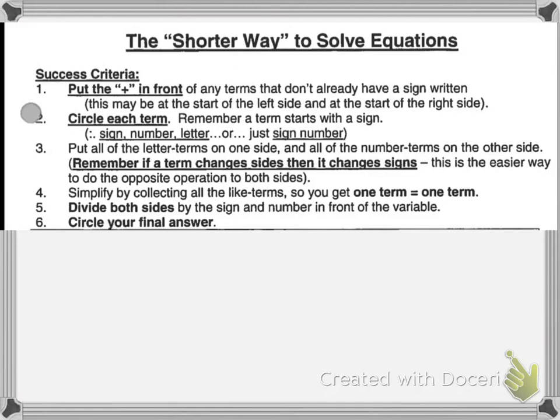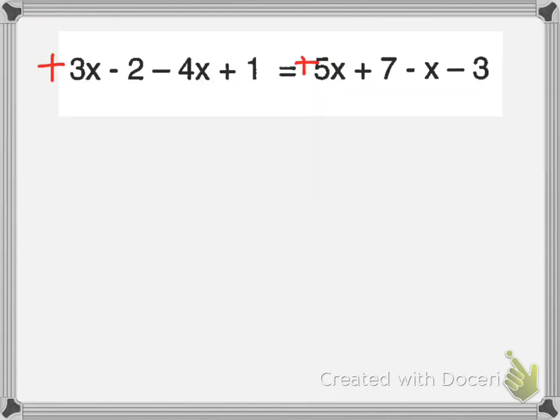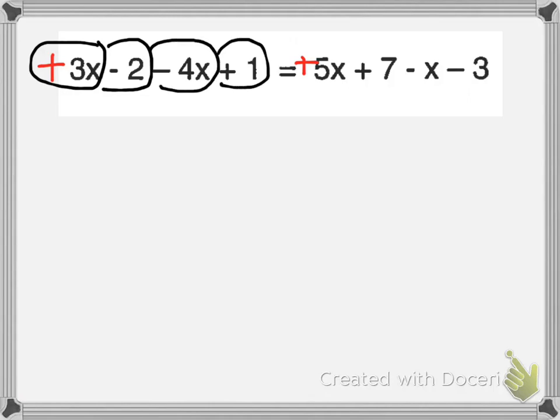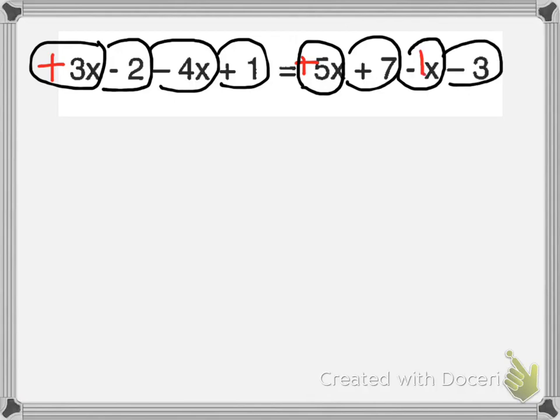Next step, circle each term. Remember, a term starts with a sign, so it's sign, number, letter, unless one of those is missing. Circling our terms: sign, number, letter. Sign, number, there is no letter before the next sign because it's a number term. Don't count the equal sign, so the plus is where you start. Sign, number, letter. Sign, number, no letter. Sign, no number, just a letter, but we know that is actually 1x. You can write it in there if you want. And sign, number, no letter.